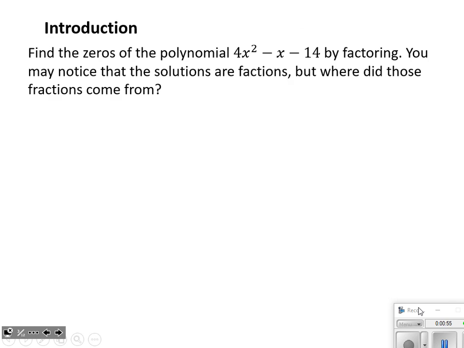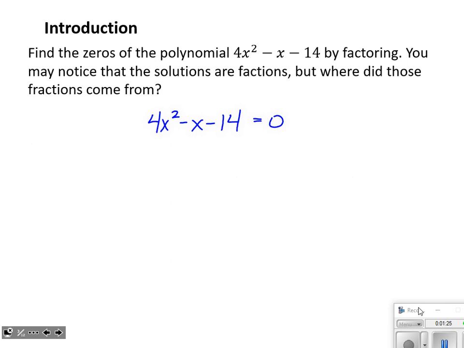So first, we're going to introduce this topic by finding the zeros of a very simple polynomial, right? This is one that we solve by factoring, and we may notice that the solutions are fractions, but where did those come from? In other words, is there a way that I could look at a polynomial and try and figure out what the possible solutions could be before we actually dive into the work? So let's see, we've got 4x squared minus x minus 14, and if we're going to solve that by factoring, we'll set it equal to 0.